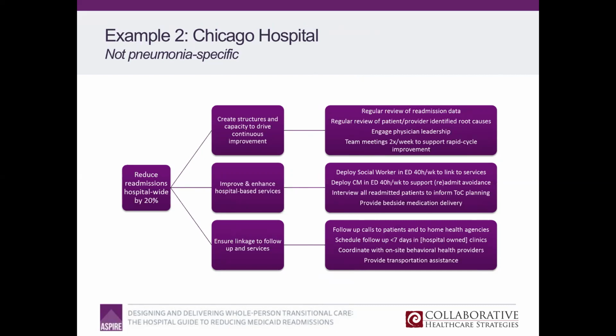Number 1 is their first strategy, first and foremost, they needed to create the infrastructure and capacity to drive continuous improvement. They were starting at square one, if you will. And so that involved developing the capacity to review and track data, to do root cause analysis, to engage stakeholders and have team meetings and learn to trust each other, that readmission wasn't seen as someone's error, but rather an opportunity for improvement.